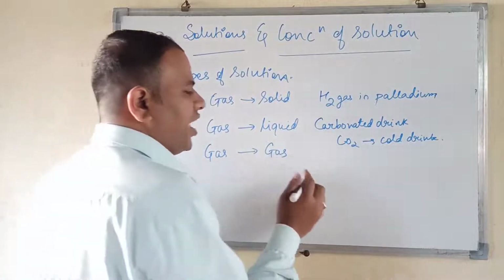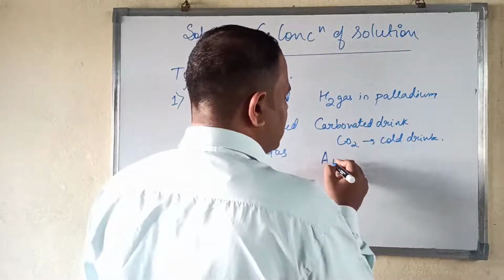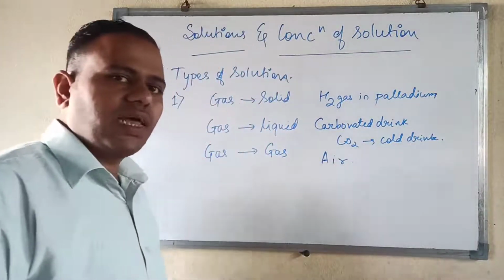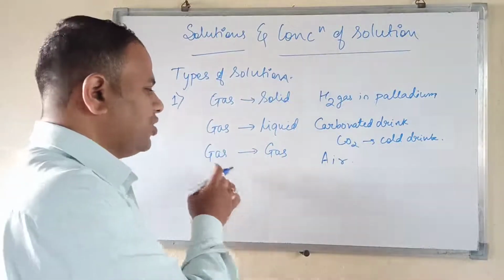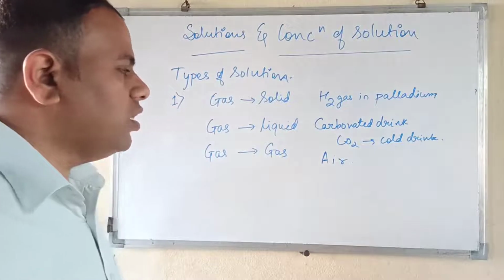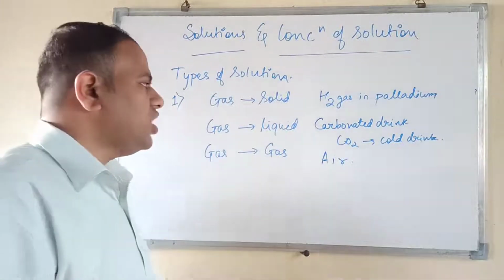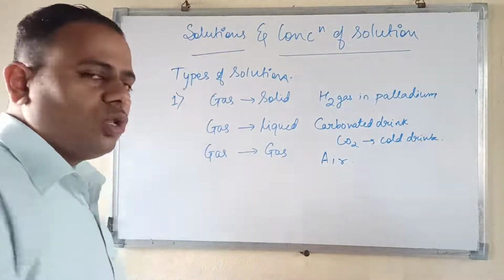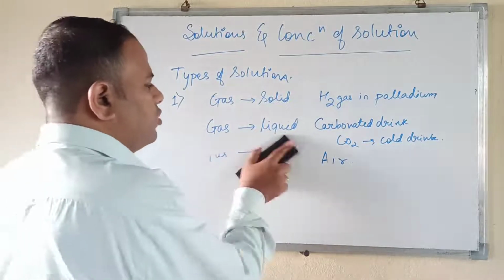And the last one is gas in gas solution. It is the different gases present in air. All the different gases are present in the atmosphere only. So this is an example of a gas in gas type of solution, where all the gases are homogeneously mixed in air. Okay, so these were the types of different solutions.